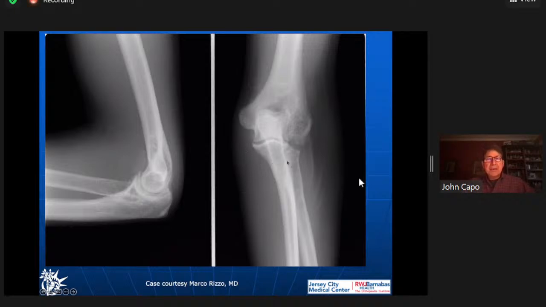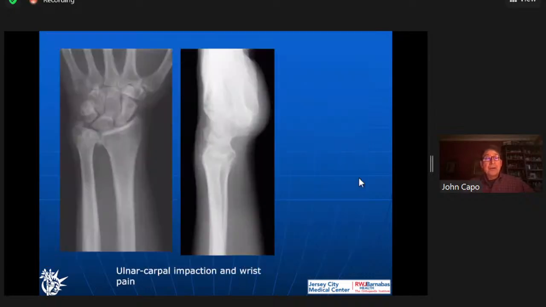And it is because the radial shaft has migrated proximally, and we are in valgus a little bit, right? So look at the wrist, and yeah, indeed, the radial shaft has migrated proximally, and you have some arthrosis because it's a chronic situation.